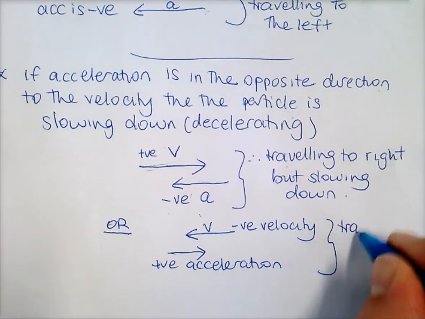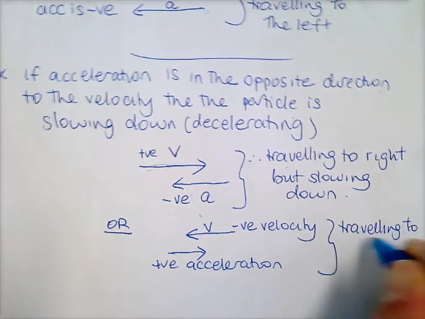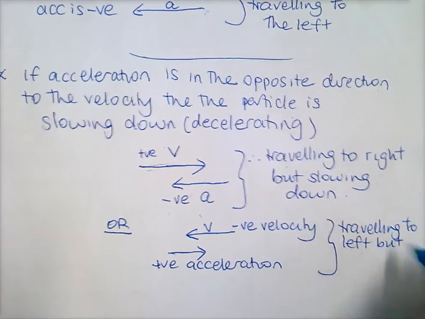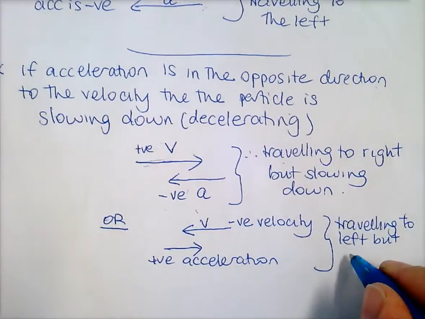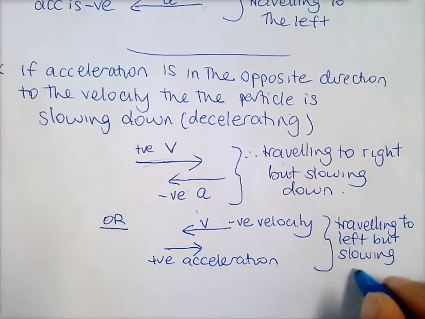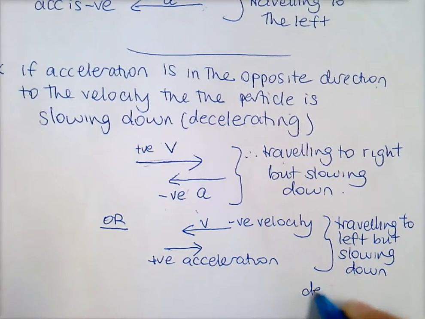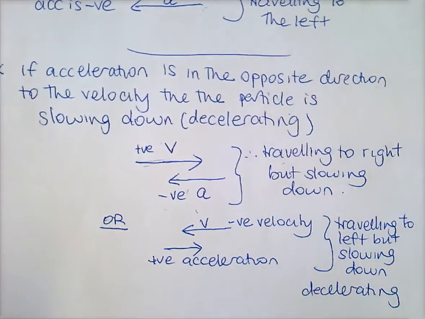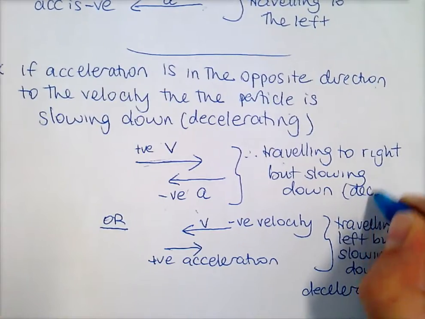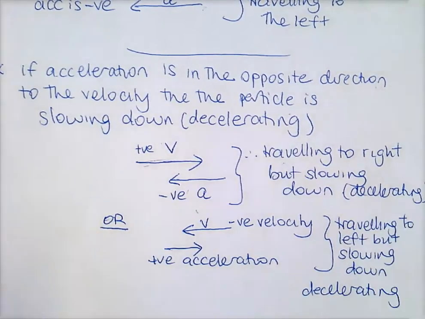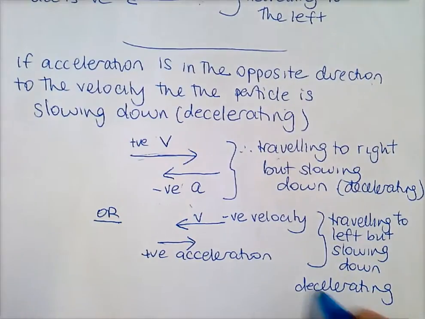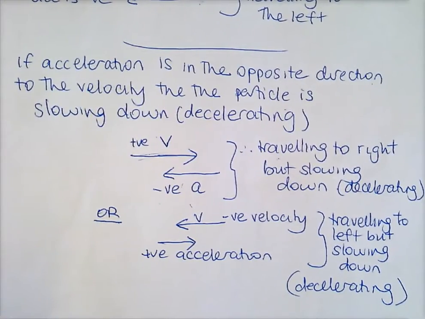This particle is traveling to the left, but is it speeding up or slowing down? Slowing down, it's decelerating. In other words, it's decelerating to the left. This one's also decelerating, not accelerating. Okay? So, negative acceleration does not mean traveling to the right. You have to look at it in conjunction with velocity.